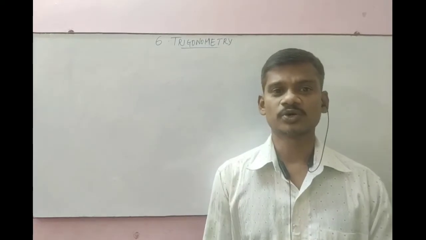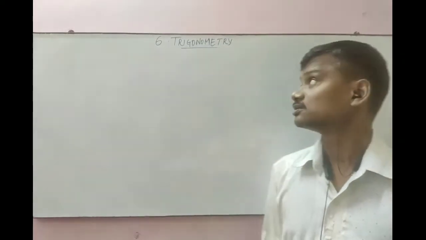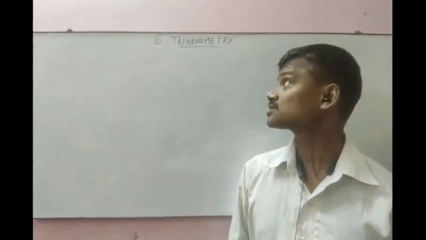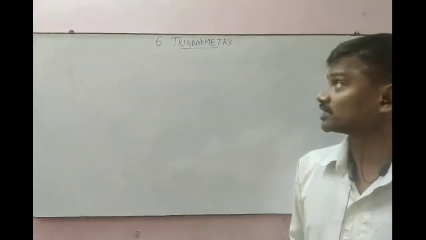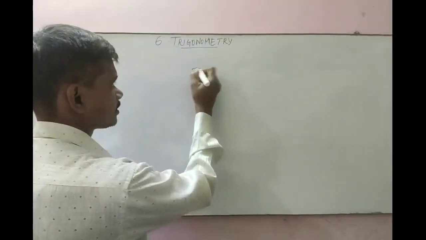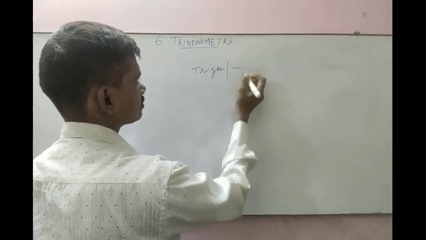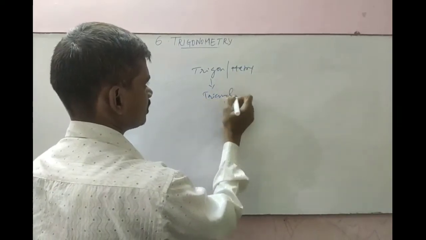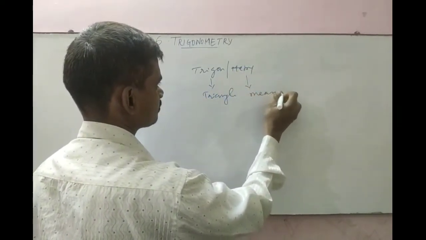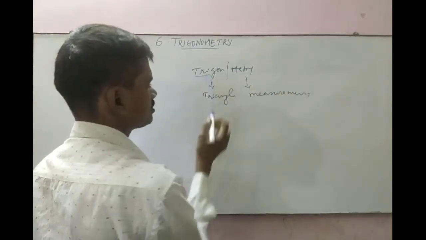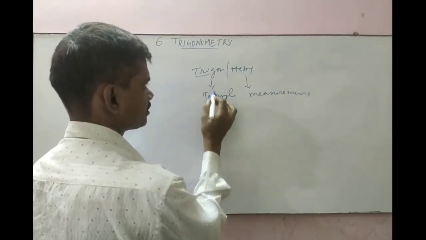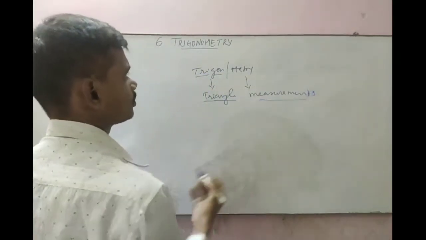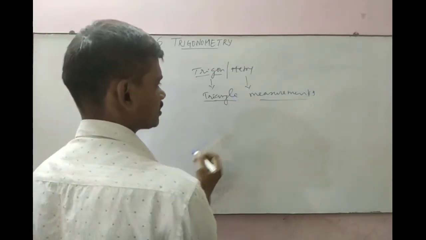In today's class, we are going to open up a new chapter which is called trigonometry. I think this is the first time you have come across this word trigonometry in mathematics. Trigonometry means trigon and metry. Trigon means triangle and metry means measurements. Tri means three, gon means angle. So triangle measurements. We are going to study about the measurements in the triangles.